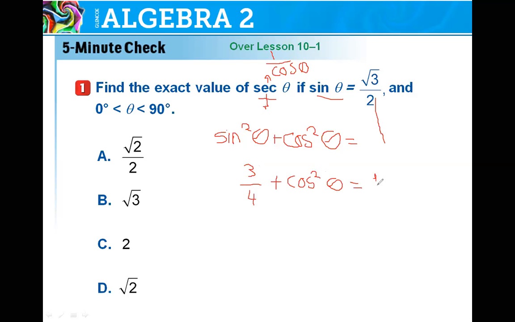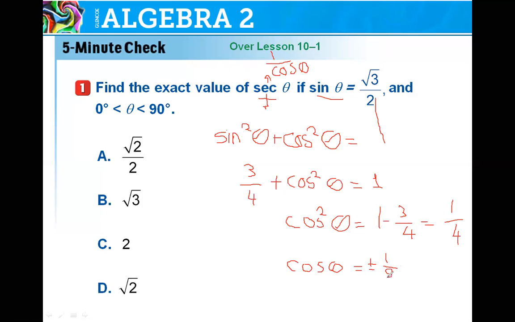After that, cosine square theta equals 1 minus 3 over 4, which equals a quarter. So cosine only, without the square, I take the square root. Cosine will be equal to square root of 1 over 4, which equals positive or negative 1 over 2.